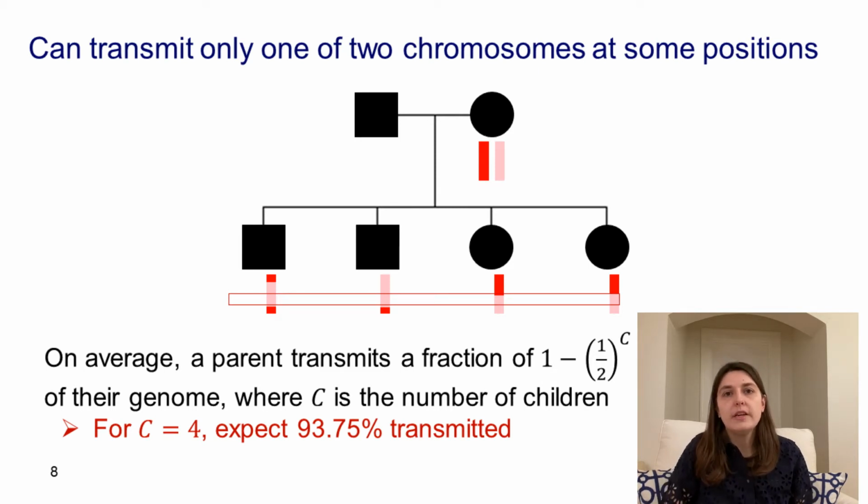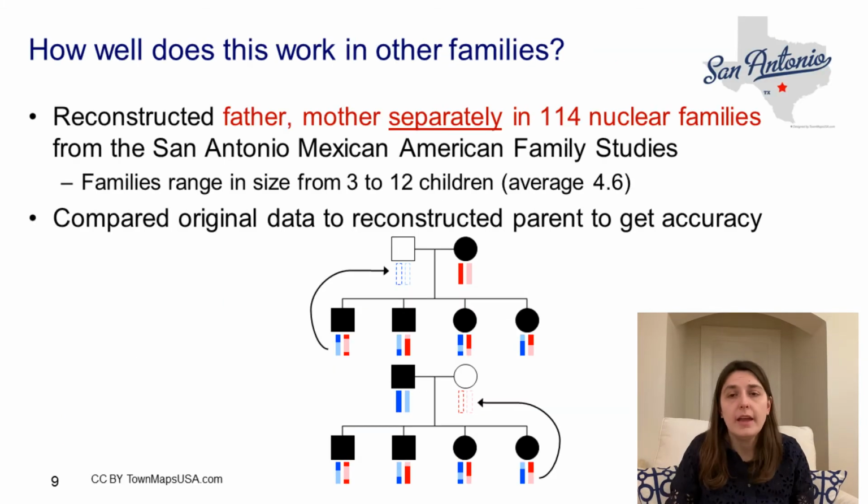On average, we can do the math. Again, the details here aren't so important, but the fraction of DNA is a function of the number of children that we have data for. For 4 children, almost 94% on average of the DNA should get reconstructed. Unfortunately, we don't have DNA from my grandmother, so it's impossible to say how reliable the reconstruction was.